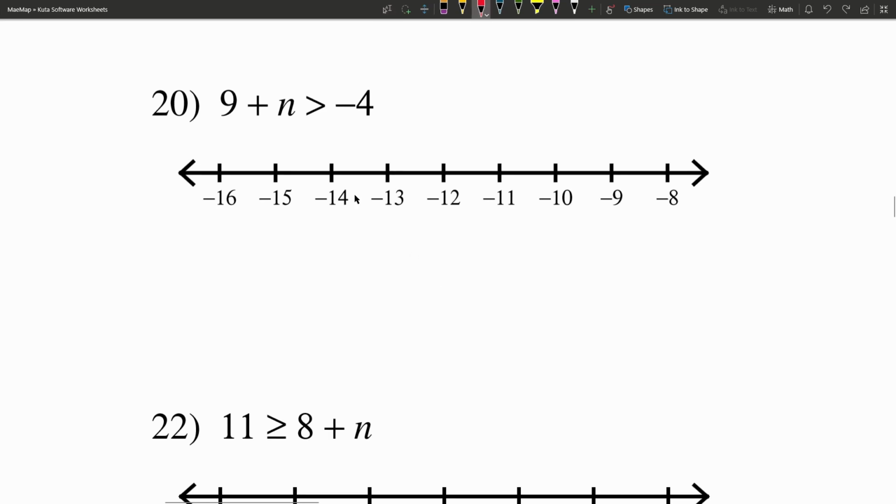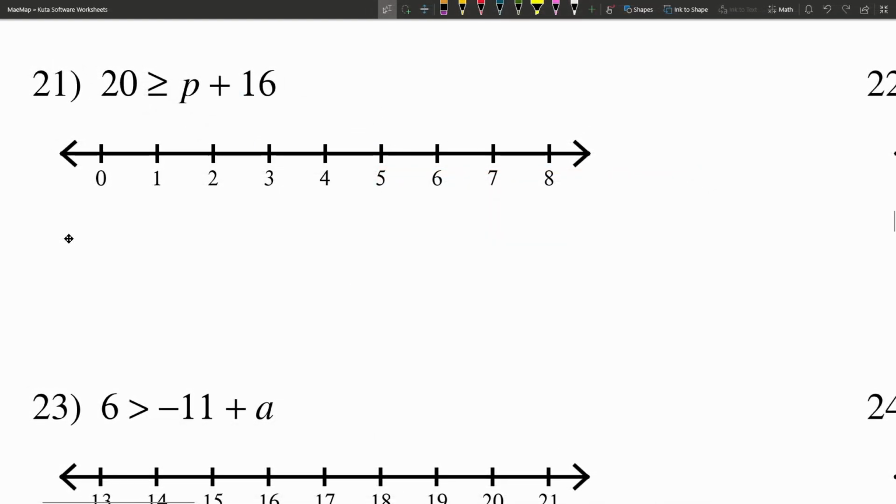For number 20, 9 plus n is greater than negative 4. Subtract 9 from both sides at the start. So we get n is greater than negative 4 minus 9. We're going further into the negatives, so that's going to be a negative 13. Now locate that negative 13 and circle it on our number line. Now we're going to shade everything to the right since n represents values greater than that negative 13. And there we have it.